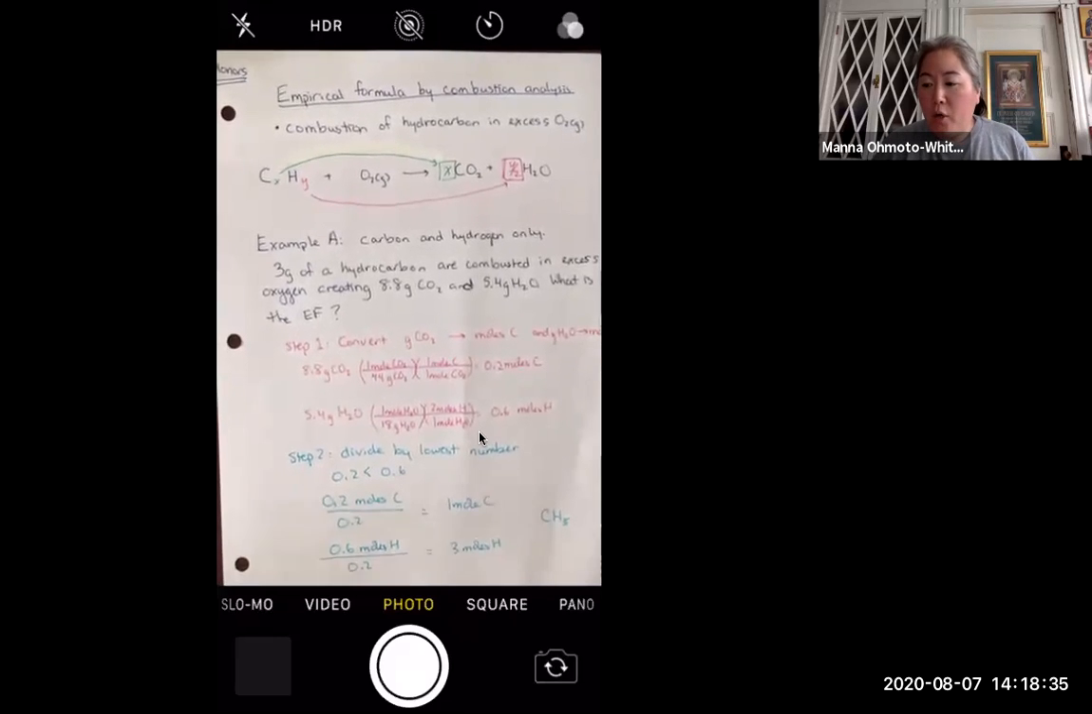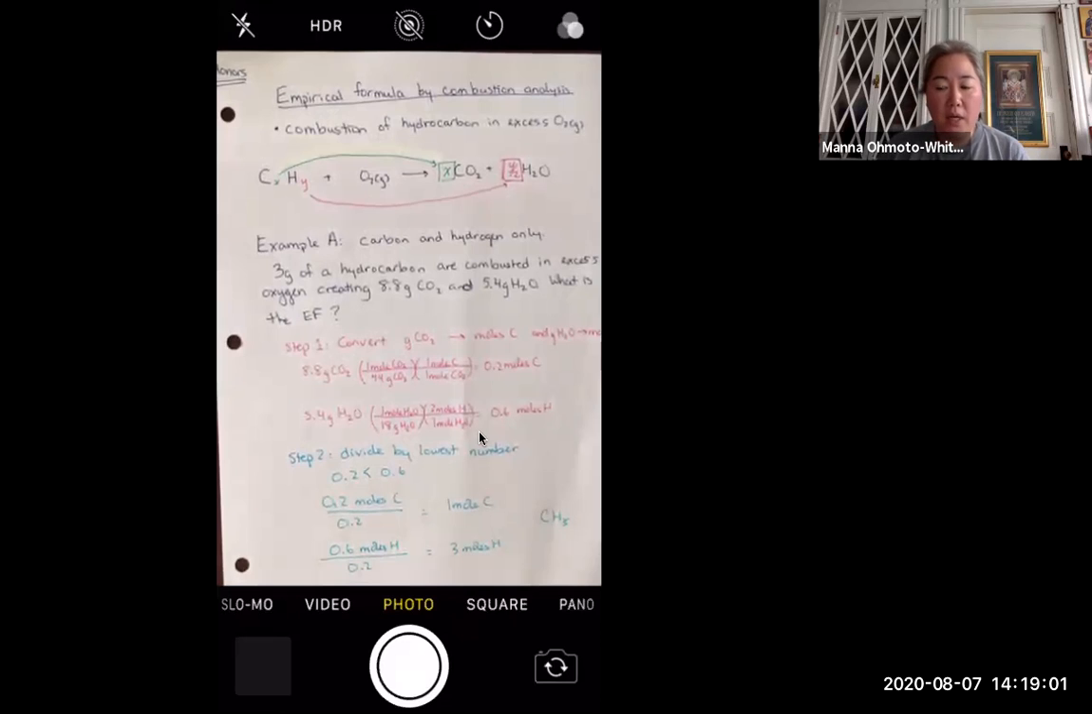This topic is empirical formula by combustion analysis. This is an honors level topic only. Just a reminder, empirical formula is the lowest whole number ratio of elements in a compound. And this is done by combustion analysis, which is actually a very valuable tool when you're trying to figure out what an unknown substance is.